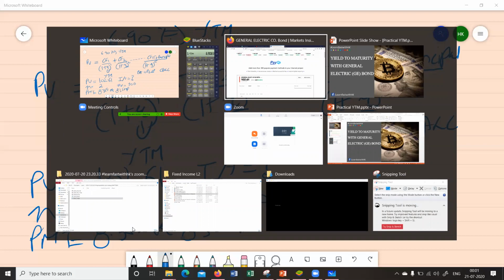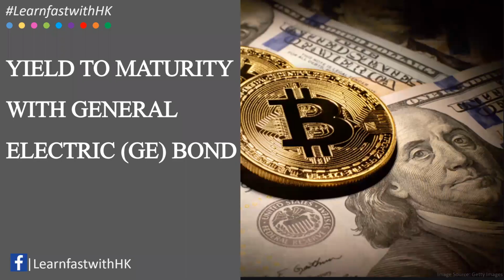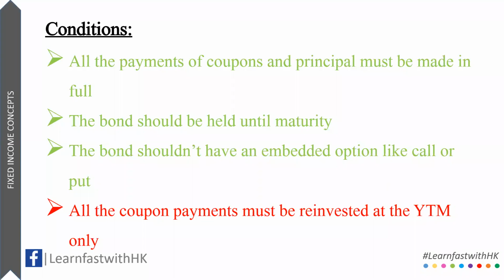Now let me just go back to some conditions. So these are the conditions if you want to earn that 6.90% of YTM by purchasing this bond. So the first condition is that all the payments of coupon and principal must be made in full, which means that General Electric should not default on any payment and should not make any late payments. Otherwise, your return will fluctuate.